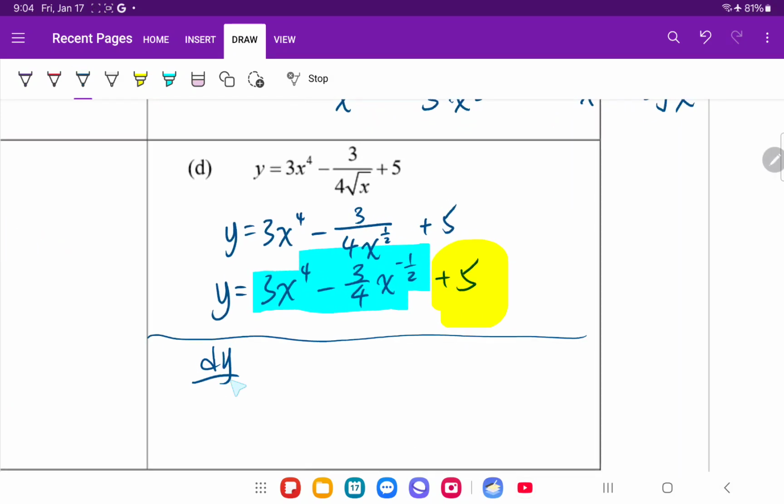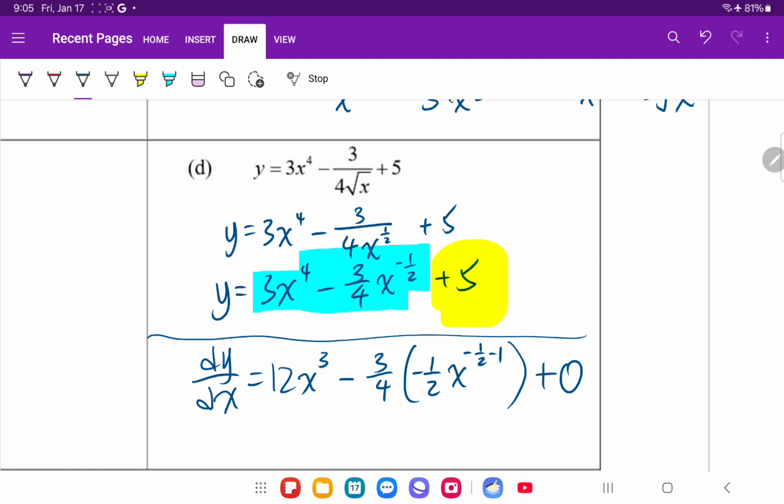So the dy dx must be 4 times 3, 12. 4 subtract 1, 3. Done for the first term. Second term, a bit complicated. Okay, let's do it slowly. Negative half comes down. Negative half subtract 1 for the power. The yellow part, plus 0. Nothing else that we need to do.